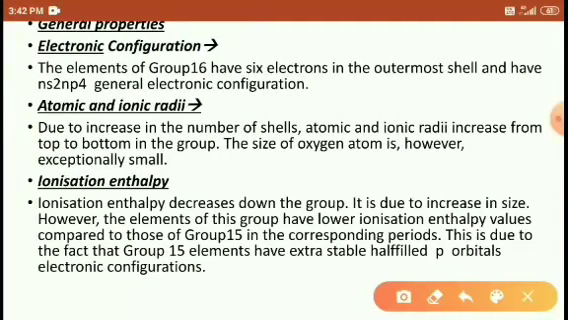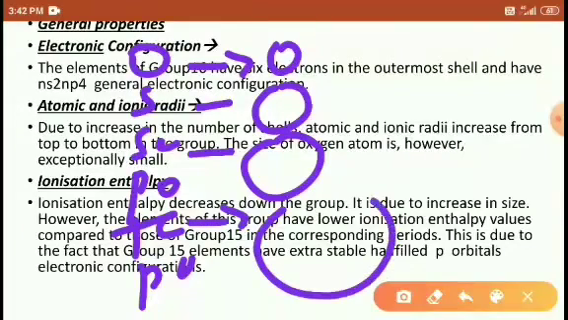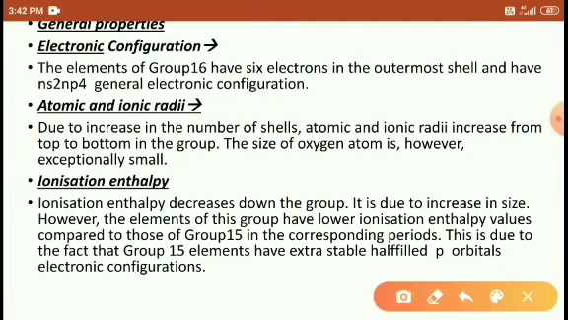Atomic and ionic radii. As we know, when we move from top to bottom, the atomic radius goes on increasing because the number of shells increases. Due to that reason, when you compare oxygen, sulfur, selenium, tellurium and polonium, the size goes on increasing like this, because of the increased number of shells, students. As the number of electrons increases, the electrons are shifted into higher energy orbitals.